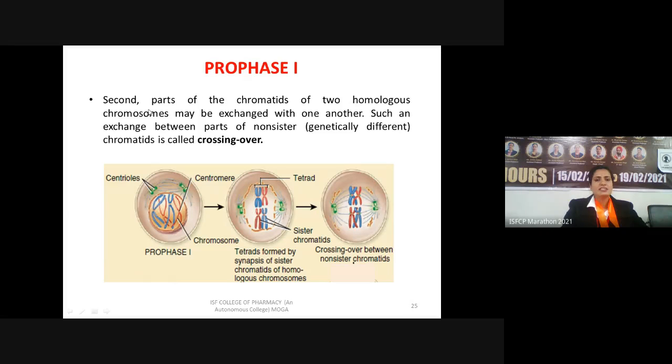Secondly, it is different from mitosis in that parts of the chromatids of two homologous chromosomes may be exchanged with one another. Here these chromatids exchange genetic material with one another, but these were not similar to one another, so these are known as non-sister chromatids. This pairing and exchange between the non-sister chromatids is termed crossing over. We can say that these are crossing over the surface of one another. Okay, so this is the beginning of prophase 1.